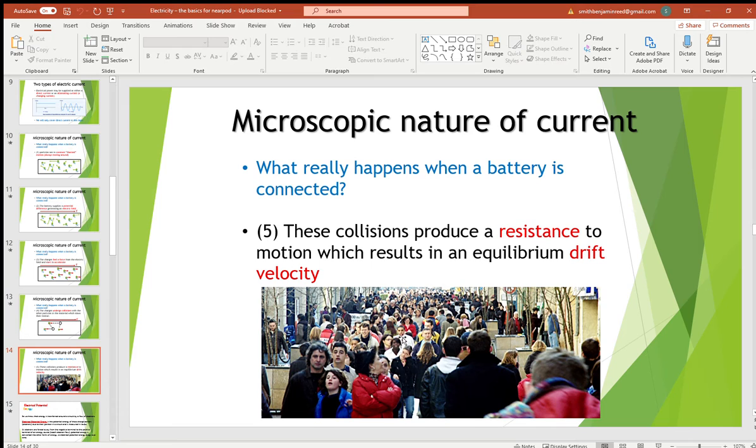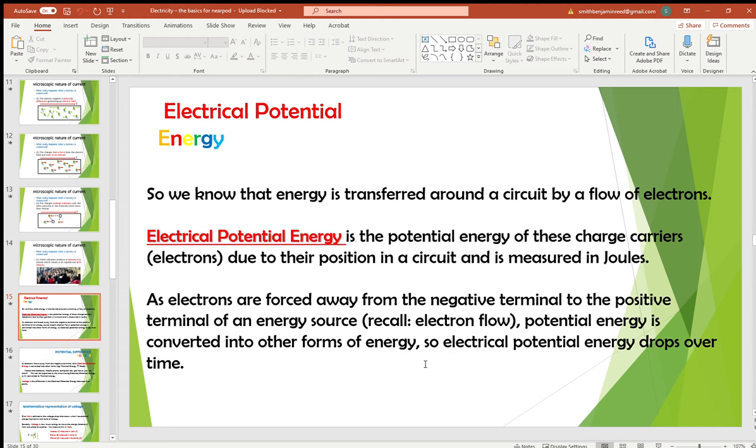So depending on what the wire is made out of, you can have a different amount of resistance within the wire. So you can imagine these people, they're really crowded on the wire, and they slow down, whereas if there are a lot fewer, they move a lot quicker. That's the same thing with electrons. So we just talked about current. Current is measured in amps.